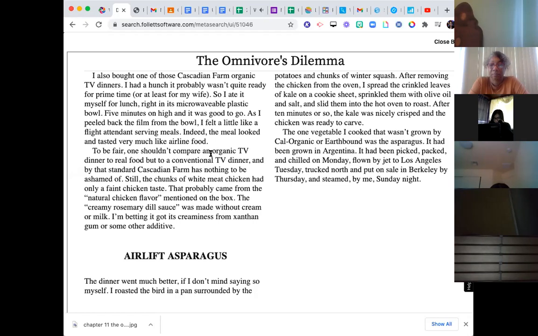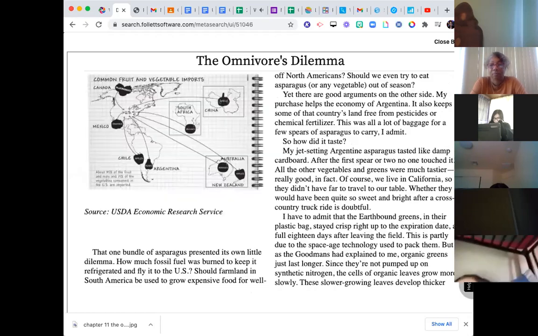It had been picked, packed, and chilled on Monday, flew by jet to Los Angeles Tuesday, trucked north, and put on sale in Berkeley by Thursday, and steamed by me Sunday night. That one bundle of asparagus presented its own little dilemma.